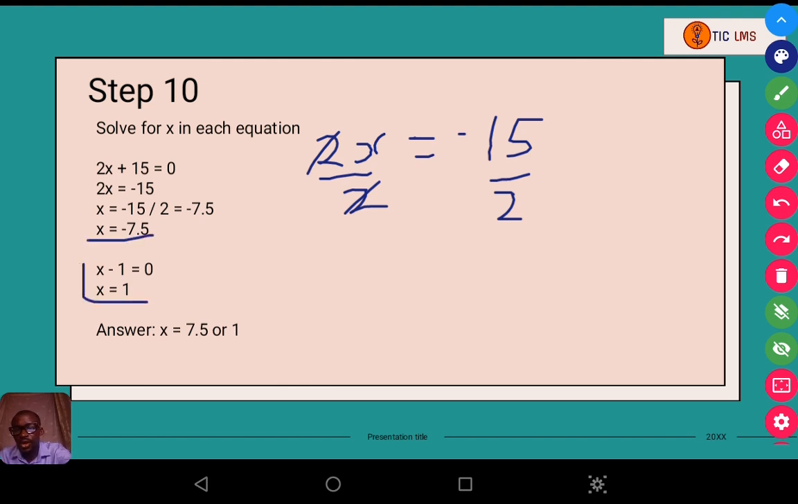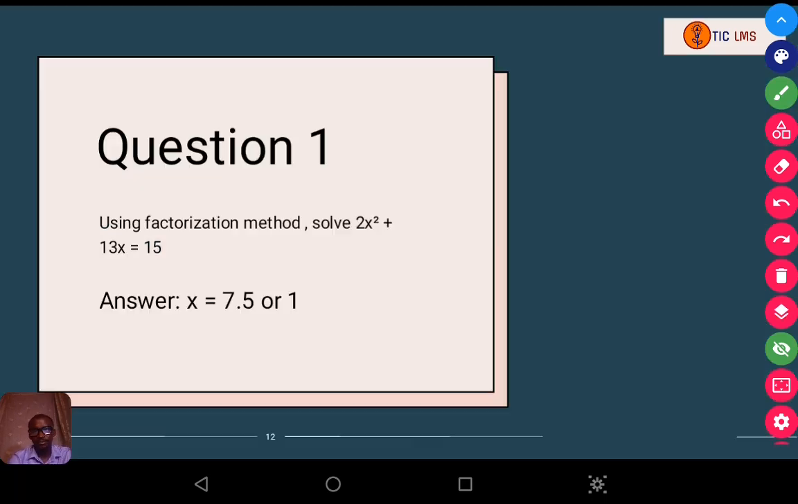And also you have your x minus 1 equal to 0. So you move your negative 1 from the left hand side, you move it to the right hand side. So you have your x equals to 1. So from here, you realize that you already have x equals to negative 7.5, and then you have x is also equal to 1. So we have two values of x in this particular equation. So we have our answer.